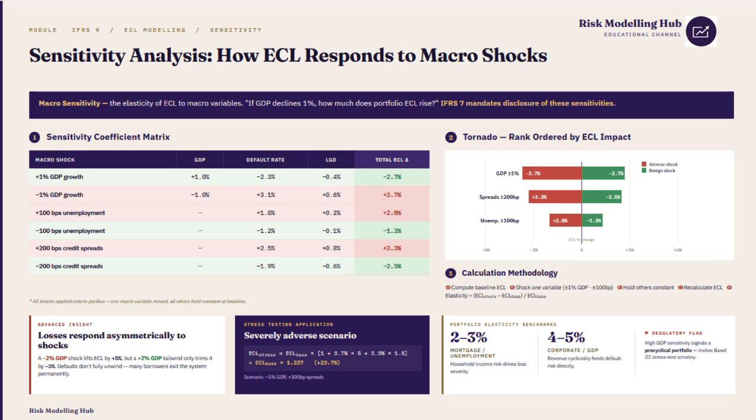Also, the portfolio elasticity benchmarks on the right: 2 to 3% for mortgage or unemployment, household income risk drivers, and loss severity 4 to 5% for corporates, right? So high GDP sensitivity signals a pro-cyclical portfolio. It invites Basel III stress test scrutiny. I know it sounds a bit tough, but at least go through this, and you will gradually understand.